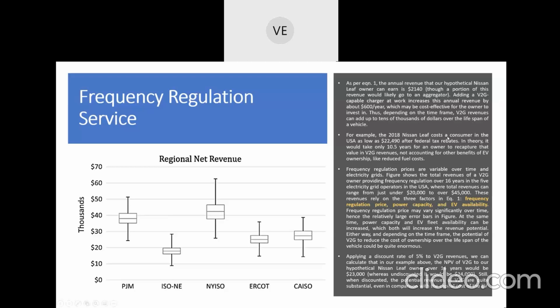For example, the 2018 Nissan Leaf costs a consumer in the USA as low as $22,490. This is the upfront cost for the EV Nissan Leaf in 2018. Of course, this is not for the Nissan Leaf Plus. One more model is there. I think for the Nissan Leaf, a 42 kilowatt hour battery is used, and for the Nissan Leaf Plus, around 60 kilowatt hour battery is used.